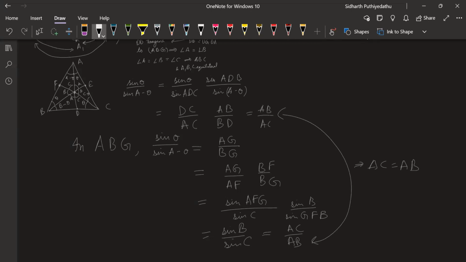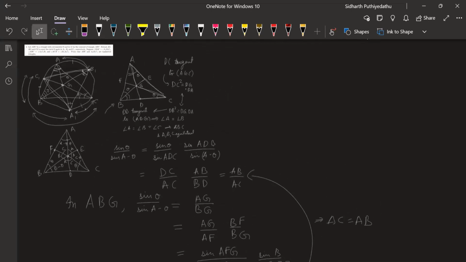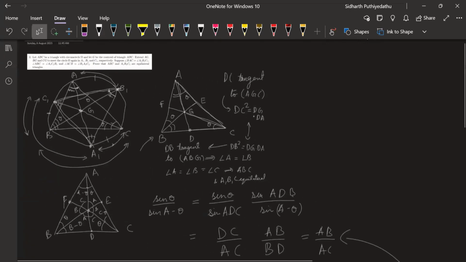So it can be trig bashed as well, which is, I guess, the spirit of RMO. So I thought I'd present that as well. But this is quite natural as well. But the trig bash is probably harder to spot than the tangency-based solution. So, yeah. Problem is reasonably good.